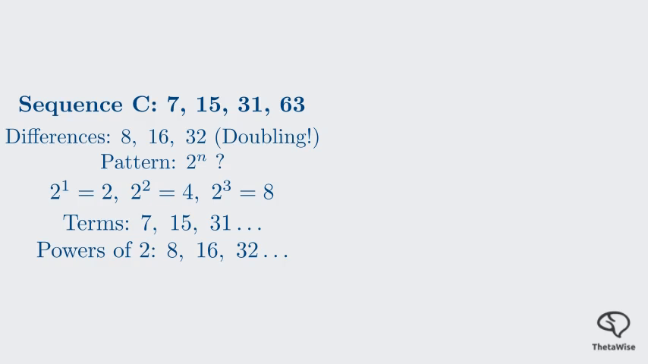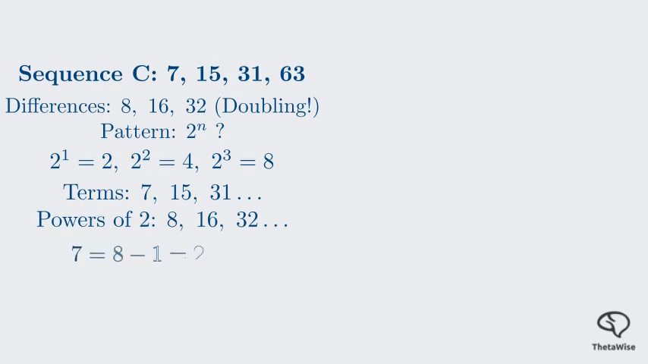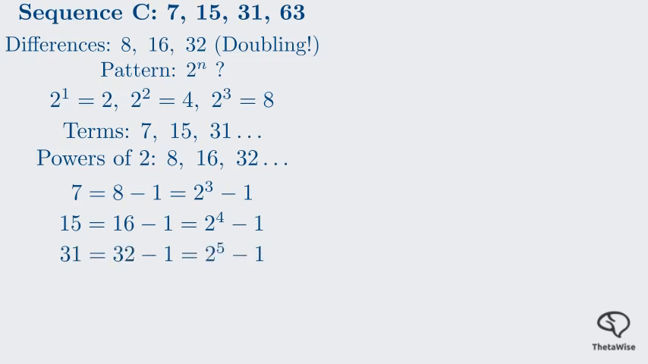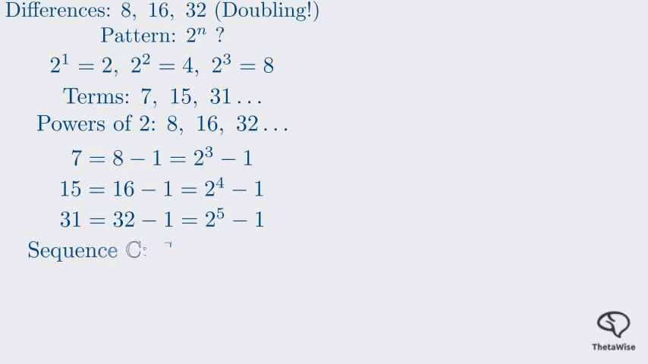In fact, if we look at 2 to the power of n plus 2, wait, let's try another approach. Look at the terms of C again. 7 is 8 minus 1, which is 2 cubed minus 1. 15 is 16 minus 1, which is 2 to the 4 minus 1. And 31 is 32 minus 1, which is 2 to the 5 minus 1. So the rule for sequence C is 2 to the power of n plus 2, all minus 1. T subscript n equals 2 to the power of n plus 2, then minus 1.